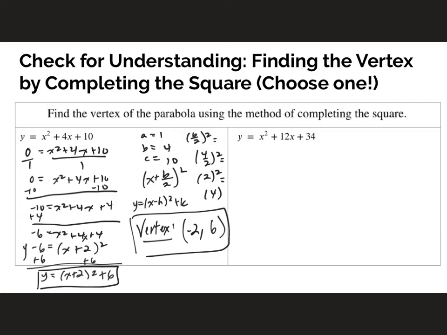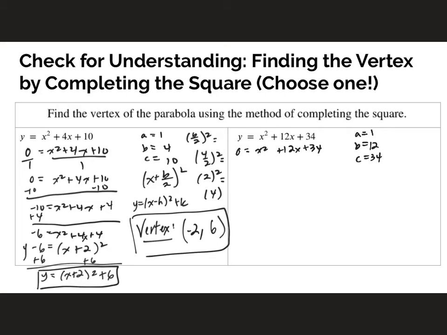Let's try out the other one, right? Same kind of thing, right? We want to first reimagine this y value as 0. So I'm just going to write 0 equals x squared plus 12x plus 34. And I want to find my a, b, and c. So my a is 1, my b is 12, and my c is 34.